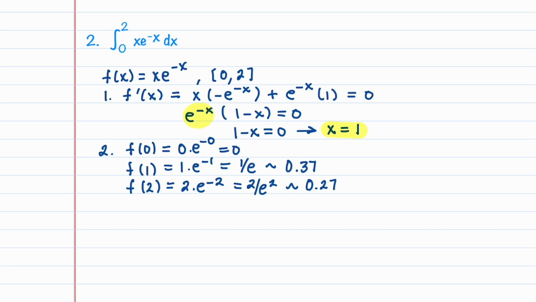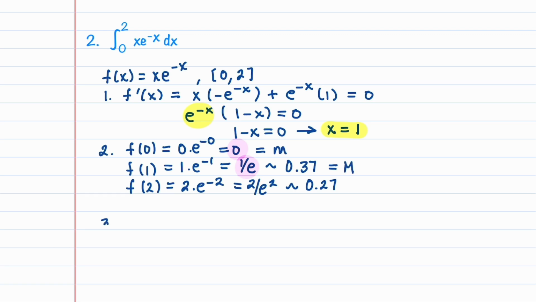Now we want to compare all three of these values. Our smallest value is this value right here, so we're going to let this be equal to little m. And then our largest value is 1 over e, so this is equal to capital M.